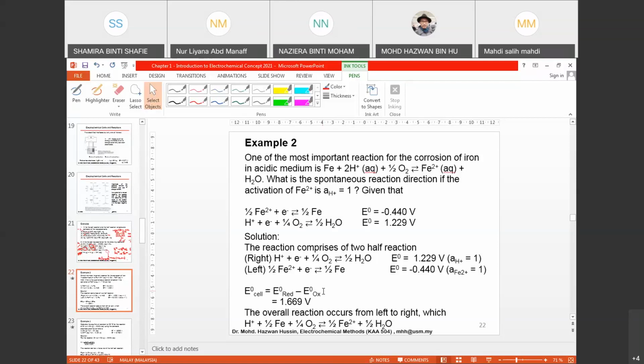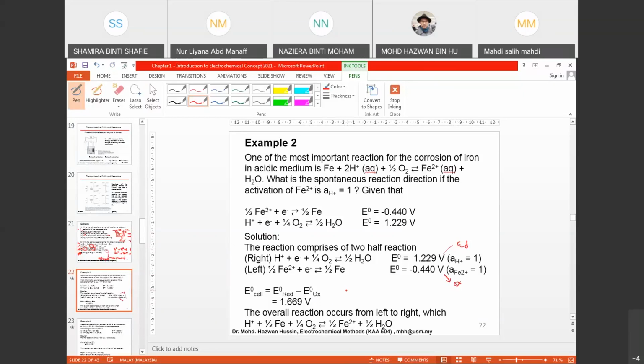All right. So of course, from here you can see that the reaction comprises two half reactions. Which one will be the anode? Which one will be the cathode? The anode will be Fe because its E naught is more negative. Then you know that this will experience oxidation. If you want to calculate the E naught cell, it will always be this one is reduction, this one is oxidation. That is actually the formula.